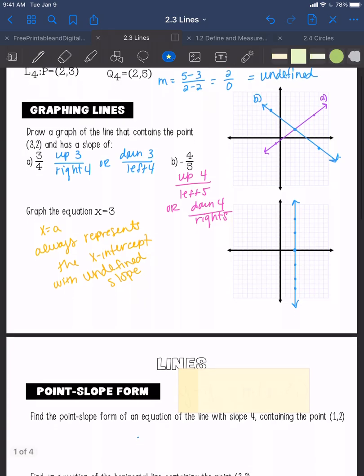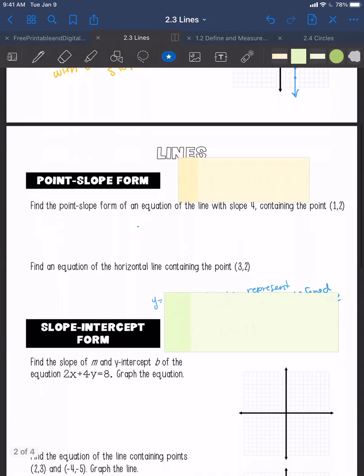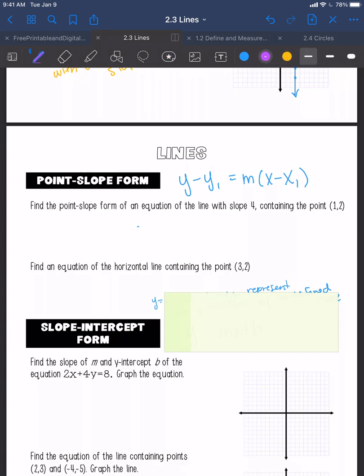Moving on, we're getting into the different forms. So point slope form, that is y minus y sub 1 equals m times x minus x sub 1. M is representing the slope. Y sub 1 is representing the y coordinate of a point. X sub 1 is representing the x coordinate of a point.